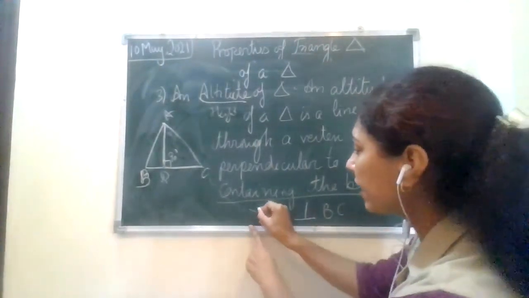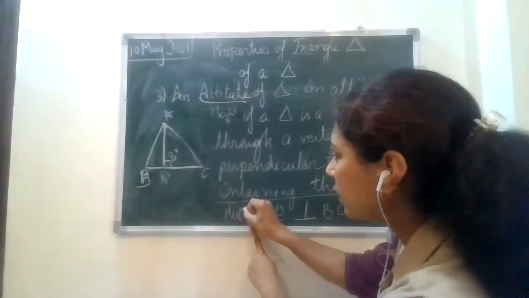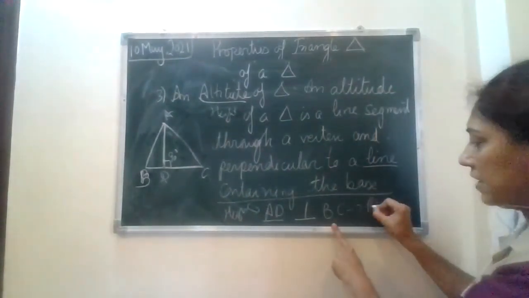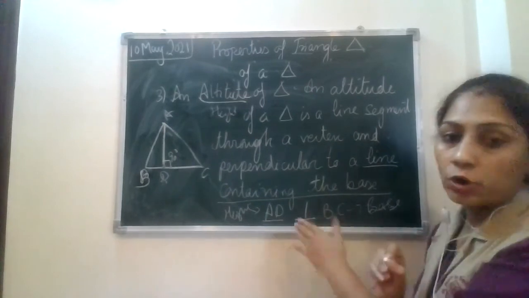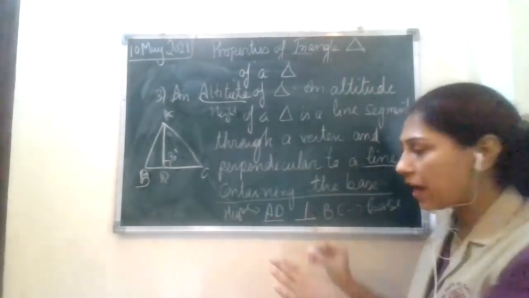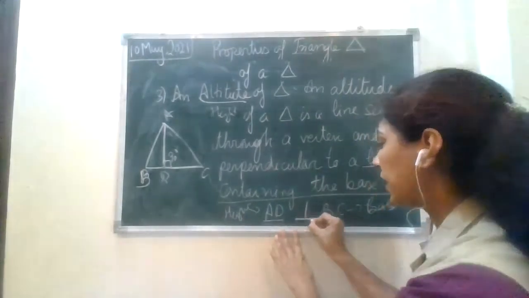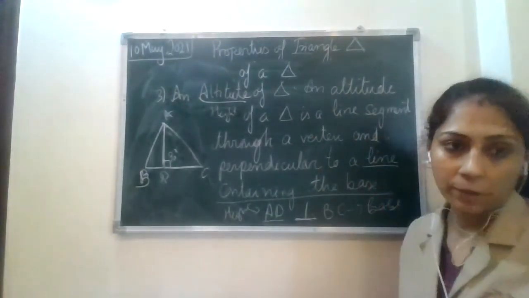This is your height, I can say. This is your height and this is your base. This is how you mention using this symbol. And see, this symbol also is a straight line, and this is the base. Okay. Cultivate the habit of writing like this.